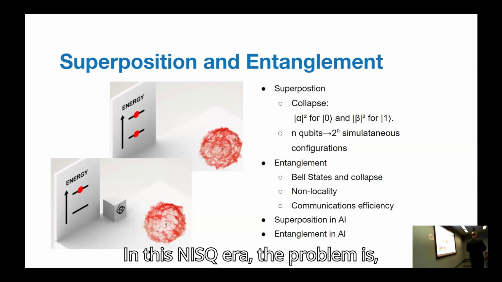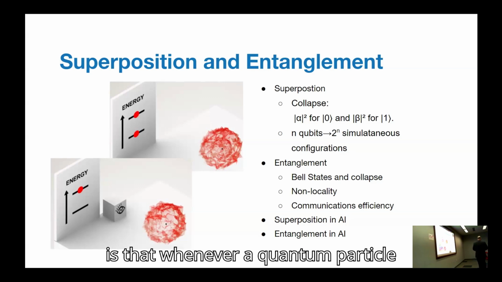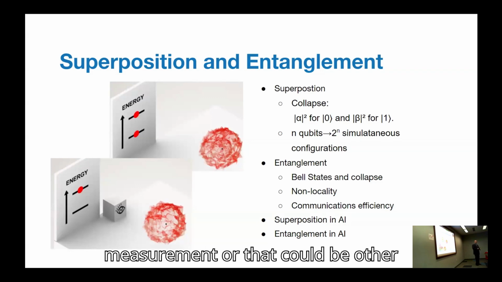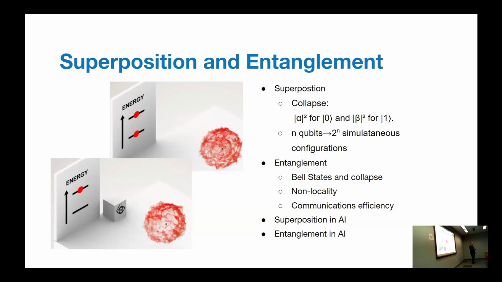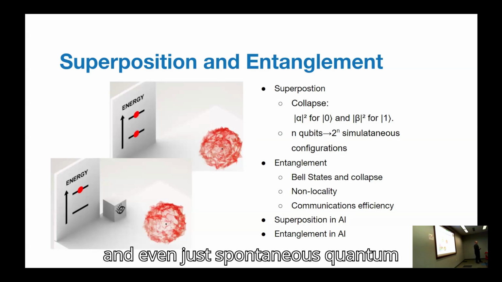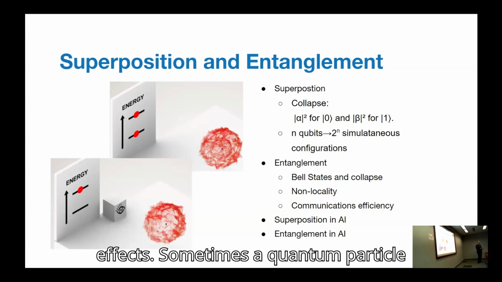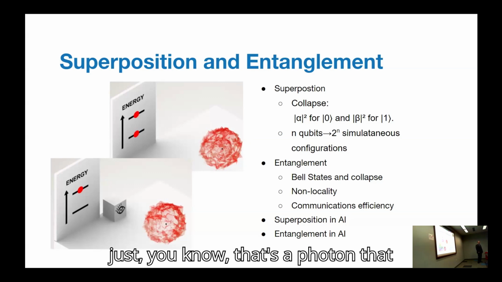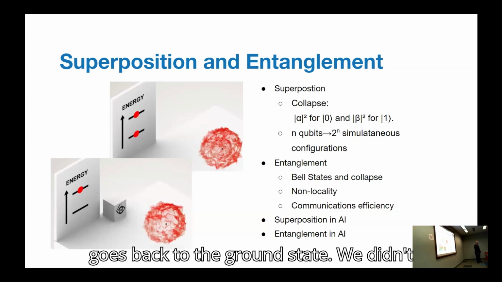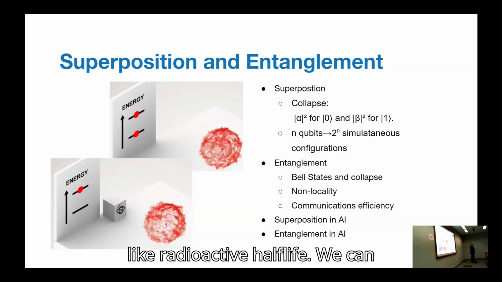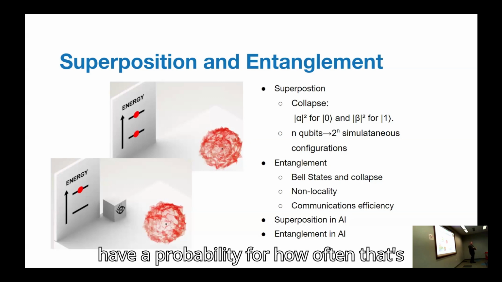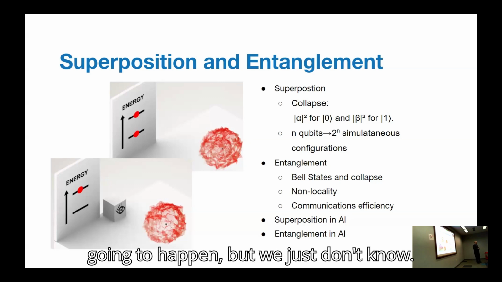In this NISQ era, the problem is that whenever a quantum particle interacts with its environment, that could be a measurement, or other interactions from heat in the environment, and even just spontaneous quantum effects. Sometimes a quantum particle just emits a photon and goes back to the ground state. We didn't do anything, but it just did that, kind of like radioactive half-life. We can have a probability for how often that's going to happen, but we just don't know.